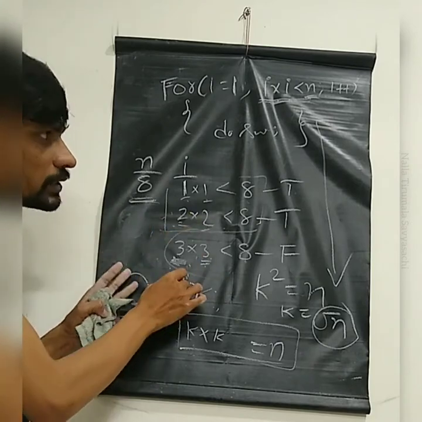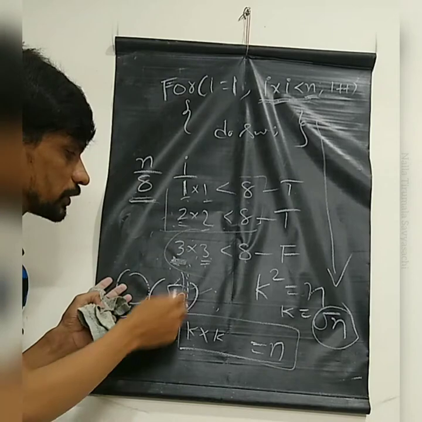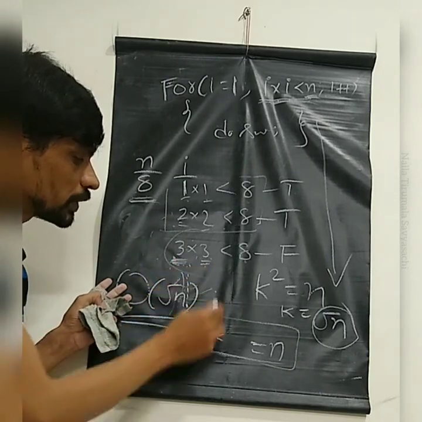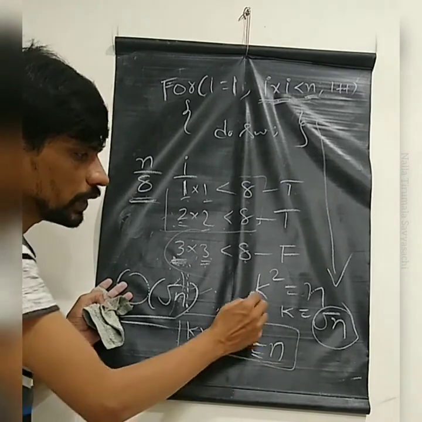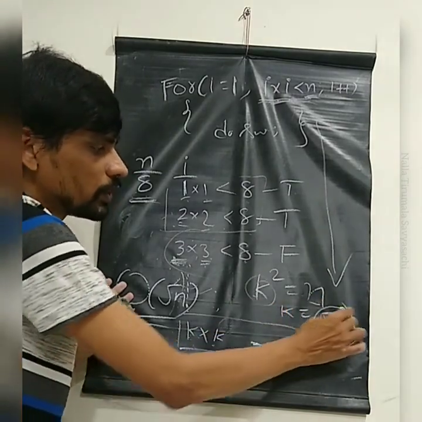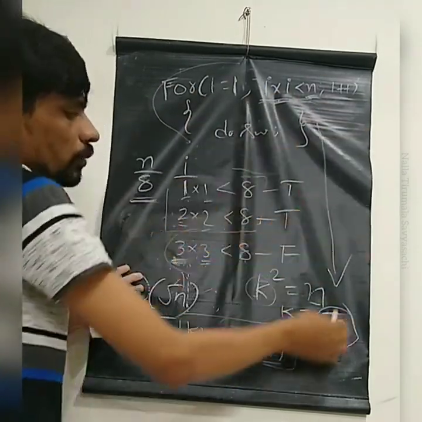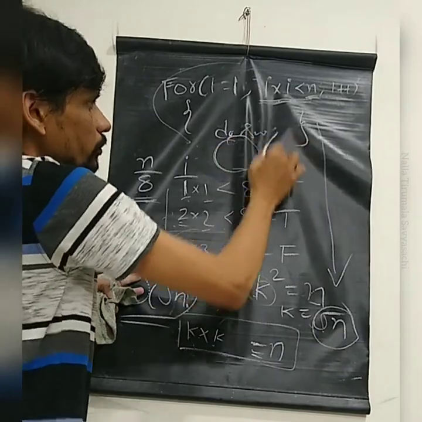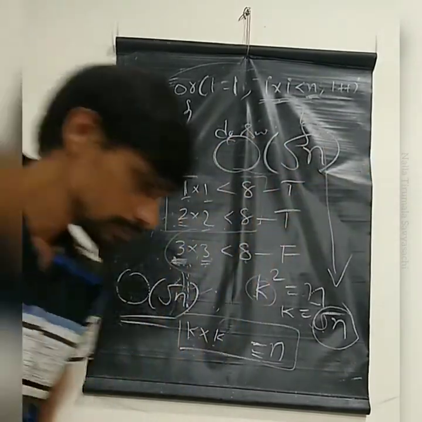So to generalize and calculate our complexity, instead of 3, I simply replace it with k. k multiplied by k equals n, k square equals n, so k can be root n. So what is the complexity of this program? Order of root n, right?